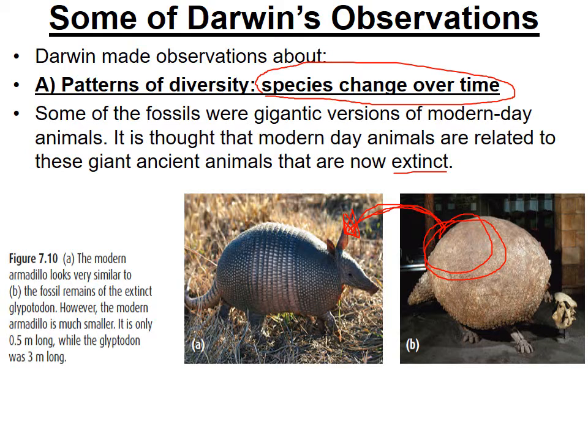So again, he used fossil evidence, kind of like Cuvier did, to realize that there might be some relationship between them because they look so similar to each other. So this supported the idea that species change over time.